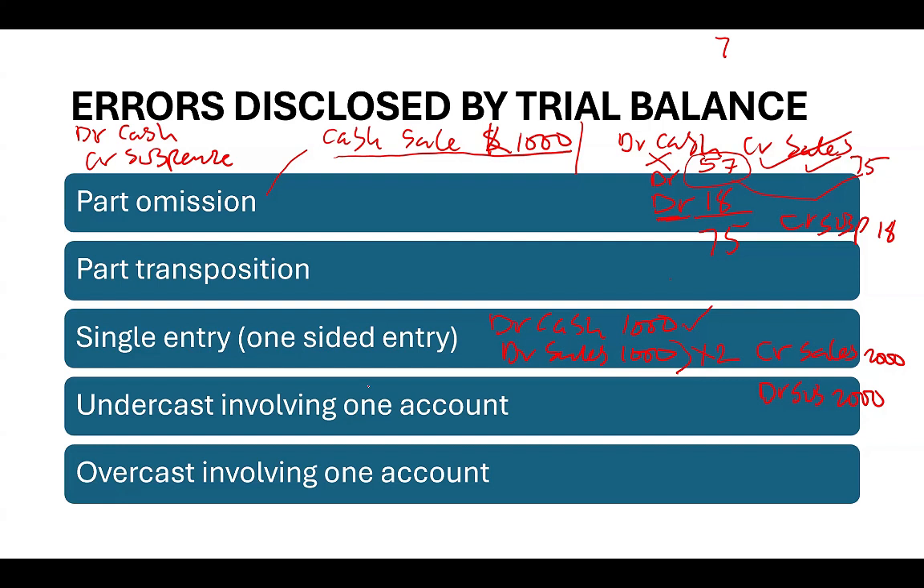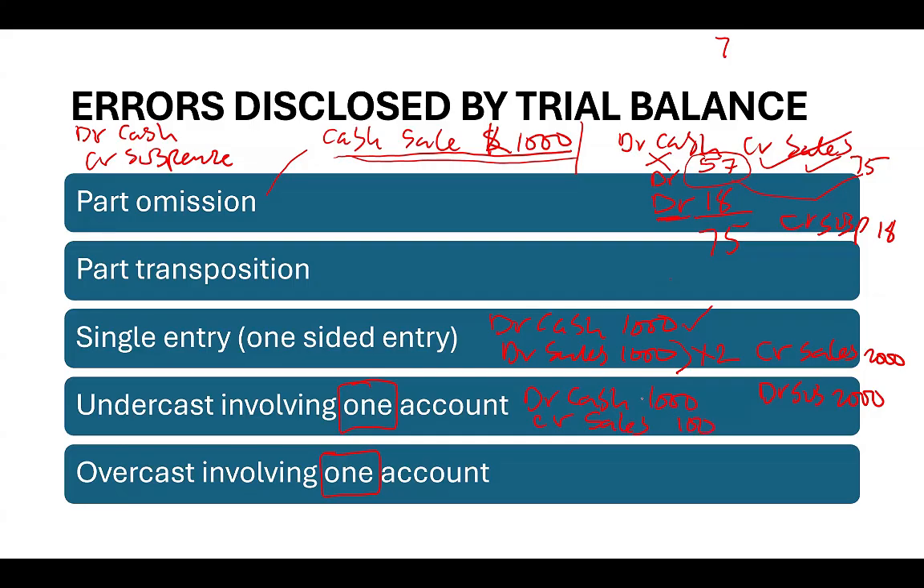Undercast involving one account. Strictly, if an undercast or overcast is involving two accounts, then it is not an error that will affect the trial balance balancing. Strictly, it is only the undercast and overcast that involve one account. Okay? So, for example, this same transaction, a cash sale of 1,000, let's say you debit the cash account with the correct amount, 1,000. As a matter of error, you credit your sales account with, let's say, a 100.